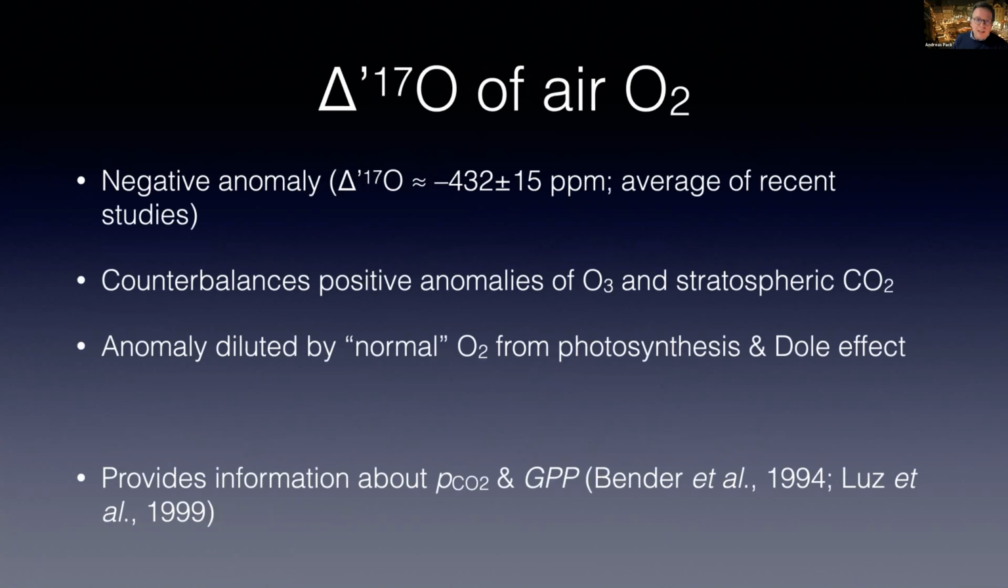Going back to air oxygen, the negative anomaly of air oxygen is minus 432 plus or minus 15 ppm, which is an average of recent studies. And it counterbalances positive anomalies of O3 and stratospheric CO2. But this anomaly is diluted by normal oxygen from photosynthesis and then fractionated by the Dole effect. But the Cap delta 17 of air O2, if we would know this through geological times, provides information about pCO2 and gross primary productivity. And these are important biogeochemical parameters.